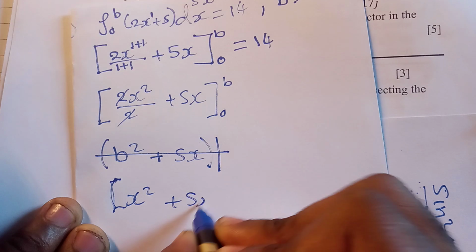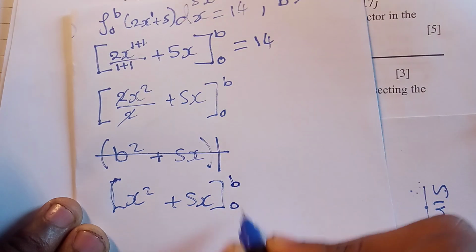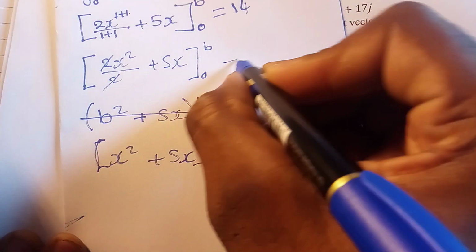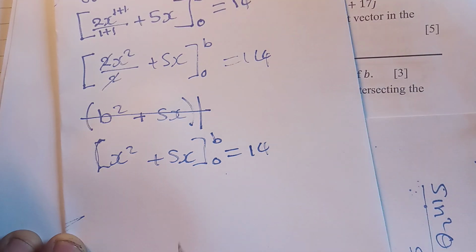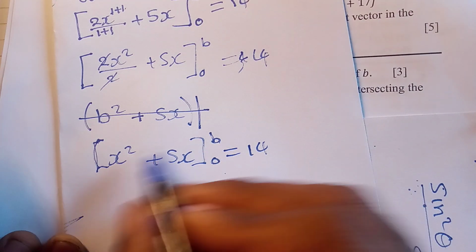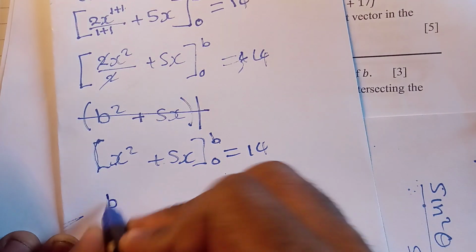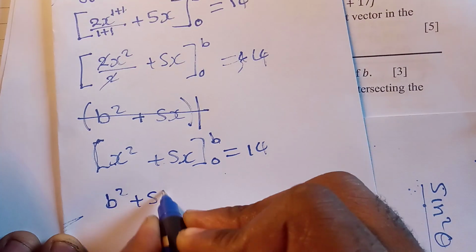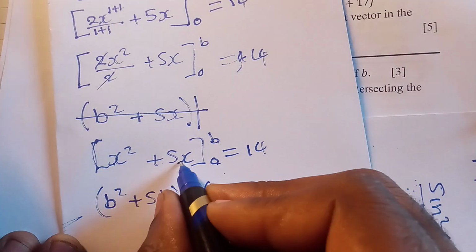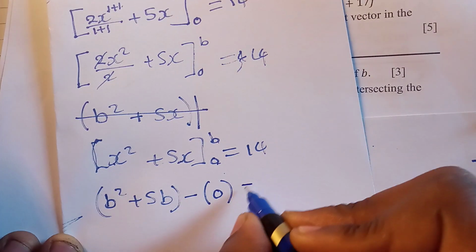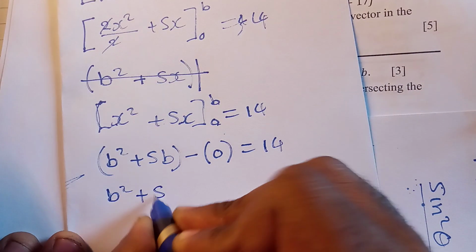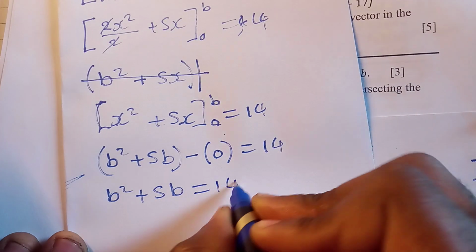So with this, you have x squared plus 5x integrating from 0 to b, and everything is equal to 14, by the way. And then you can simply substitute the b's there. So b in there, this will be b squared. B there, this will be 5b minus 0 there and 0 here. We simply have 0 is equal to 14. So now we have b squared plus 5b is equal to 14.